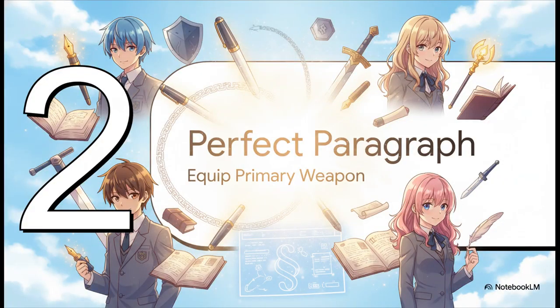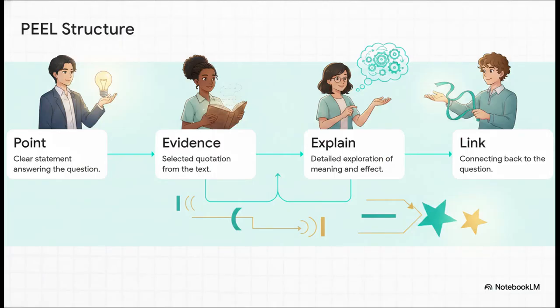All right, moving on to stage 2, structuring your perfect paragraph, equipping your primary weapon. Now that we know what the examiner wants, let's equip your primary weapon for those extended analytical responses. You've probably heard of it, the PEAL structure: point, evidence, explain, link. It gives your paragraph a really clear beginning, middle, and end, making it so much easier for examiners to reward your ideas. You start with a snappy one-sentence statement directly answering the question. Then, drop in that judiciously selected quote. Next is your explanation of the meaning and effect, which is absolutely the meat of your paragraph, before finally linking it all back to the question.